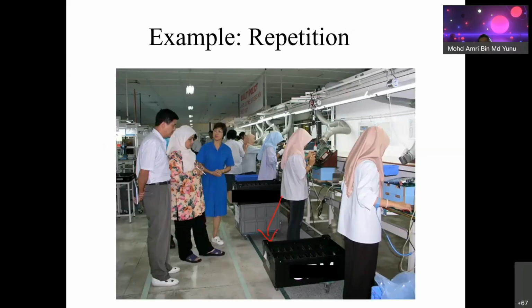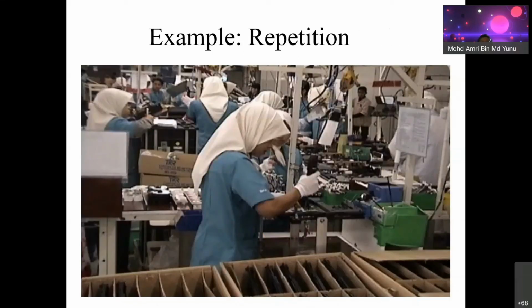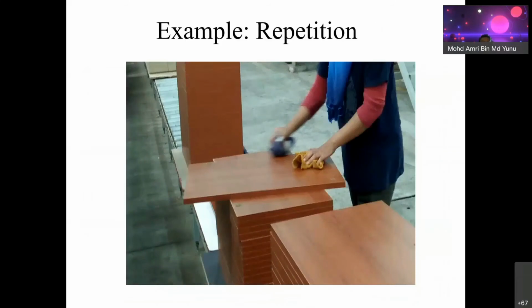Example of repetitive work: the operator has to assemble a microchip or PCB board. They are doing the same thing over and over, with the same material. Another example of repetition is assembling components, such as furniture, or cleaning the surface of furniture.